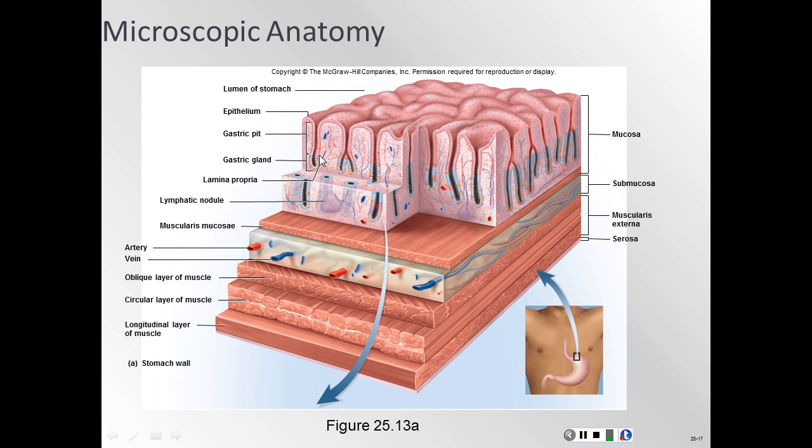Now the lamina propria is almost entirely occupied by the tubular glands, and the muscularis externa, which we have here, this area here, has 3 layers rather than 2. It has an outer longitudinal layer, a middle circular layer, and then an inner oblique layer.